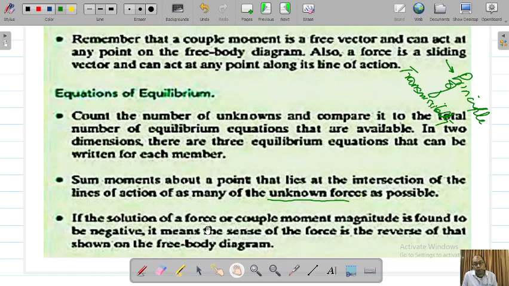If the solution for a force or couple moment magnitude is found to be negative, it means that the sense of the force is reversed. Since you can assume the direction of the forces and couple moment, if the result comes out negative, it means your assumed direction was wrong and the real direction is the opposite.